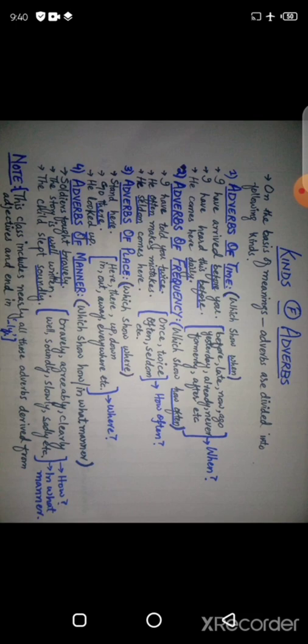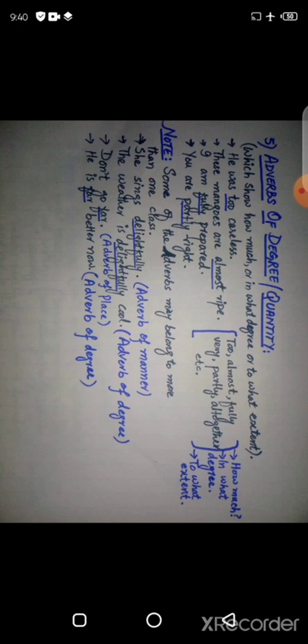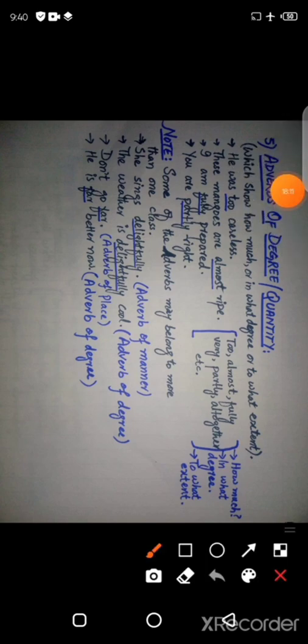So up till now, I guess it's clear. Okay, so moving on to the fifth kind and the last one, adverbs of degree or quantity. It shows us how much, or in what degree, or to what extent. He was too careless. How much? Too careless. These mangoes are almost ripe. To what extent or degree are they ripe? They are almost ripe. So almost tells us the degree, the extent to which the mangoes are ripe.